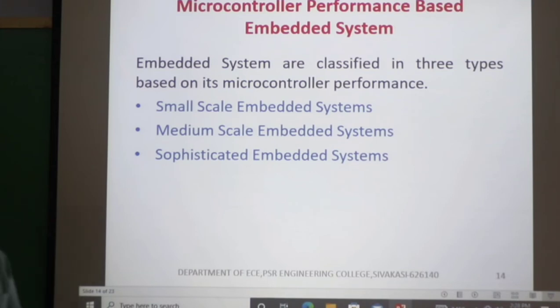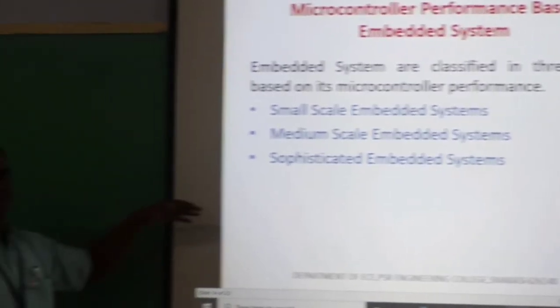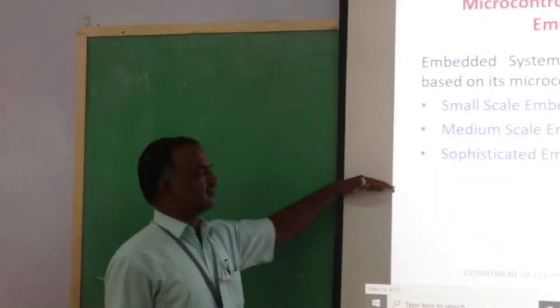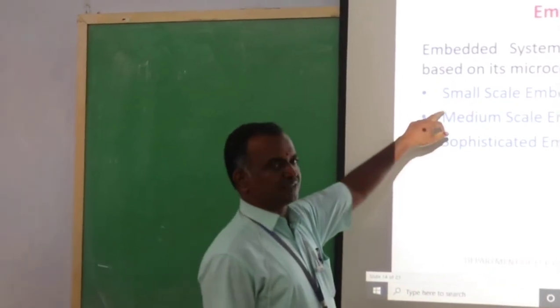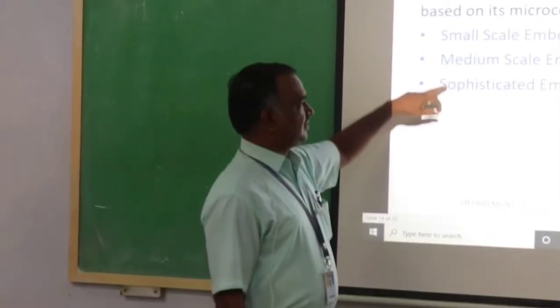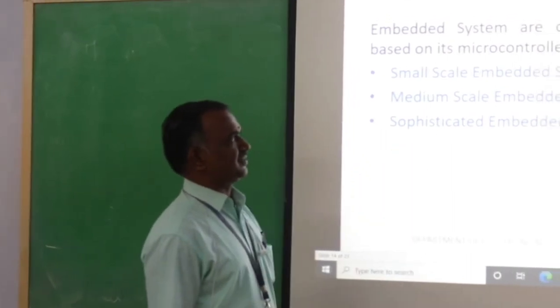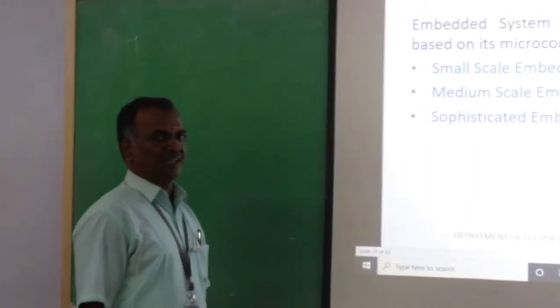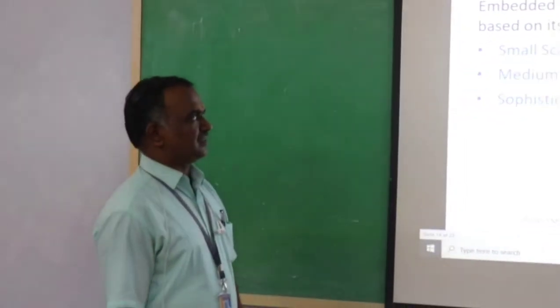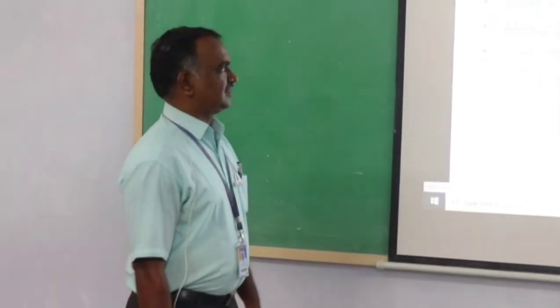In the second category, the performance-based embedded system, we can classify embedded systems into three types based on the microcontroller performance. First one, small scale, then medium scale, then sophisticated embedded systems. These are the three categories of embedded system based on microcontroller performance.